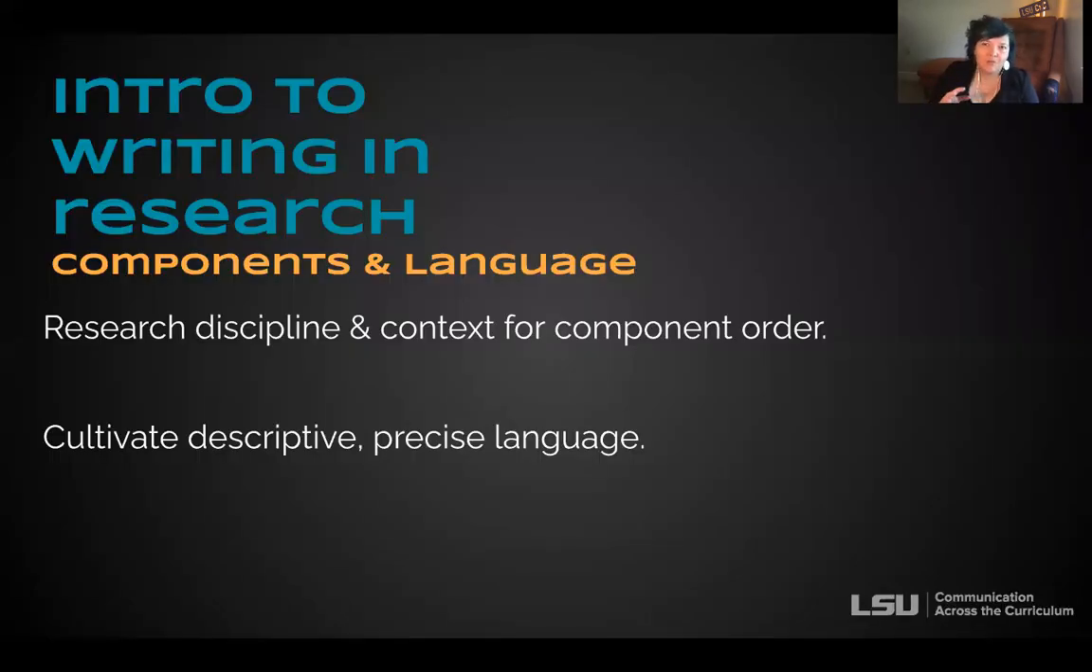So when you're doing research and writing, I hope that these couple of quick tips have been helpful for you. And my reminder takeaways here are, when you're looking at components and language, you want to make sure that you're researching the discipline and the context so that you understand component order and which components you really need to be focusing on specifically for the immediate task at hand. And then as you're cultivating your language, you want it to be descriptive and you want it to be precise. You want to avoid some of those common errors, particularly between descriptive and creative language.